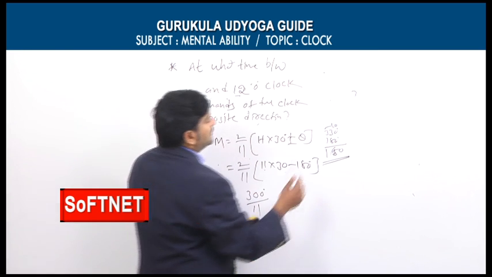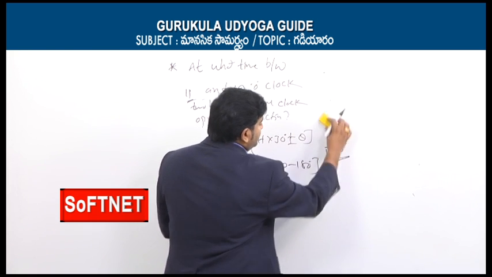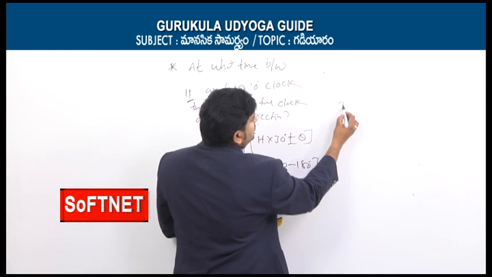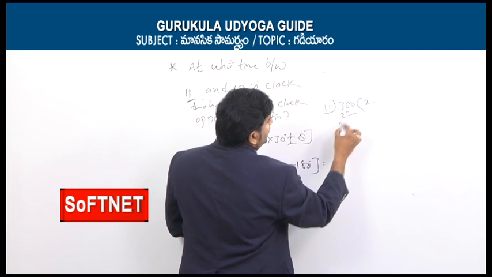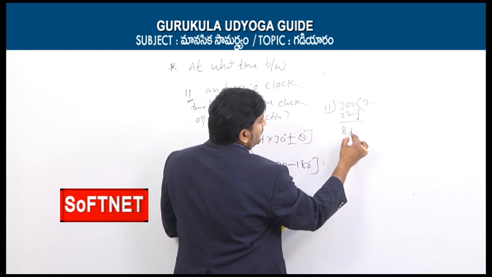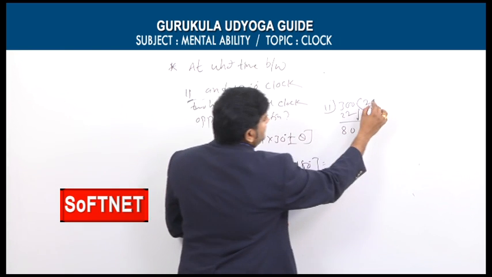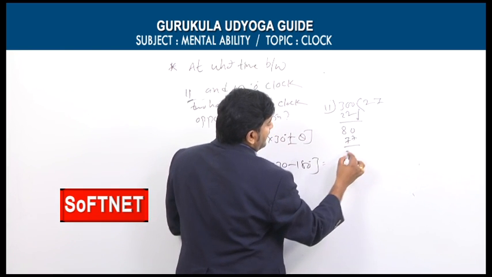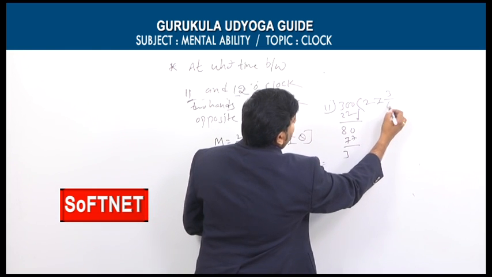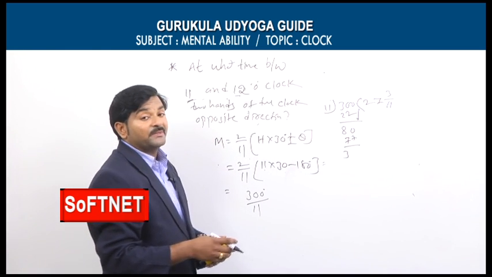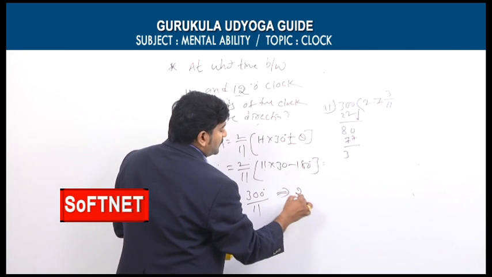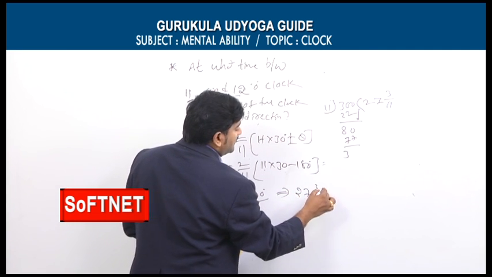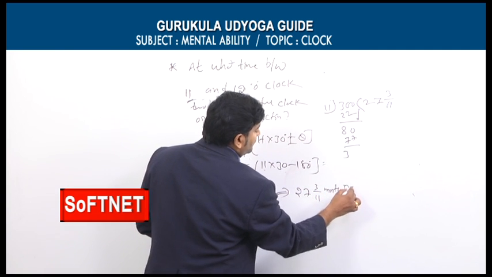Again, simplifying by doing normal division, what will we get, my dear students? 300 by 11. 11 2s are 22, 8 is the remainder, so here you will get 80. 11 7s are 77, I am getting 3 as the remainder. So 3 by 11 minutes. What could be our final conclusion? 27 3 by 11 minutes past.